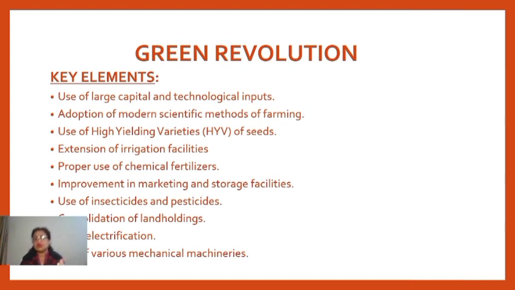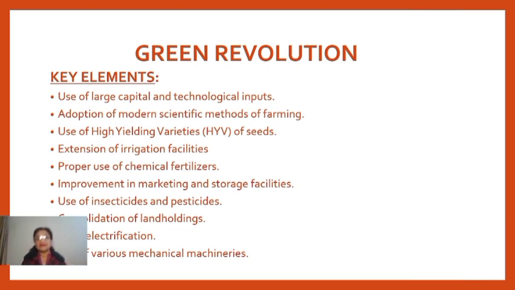Then one more problem being faced by Indian agriculture at that time was the land holdings. Very small farm size was there. So it was seen that this is one drawback. So how to cover it up? How to get the solution of it? In that regard, the government took one important step, and that was consolidation of land holdings. So this was again a very important step.